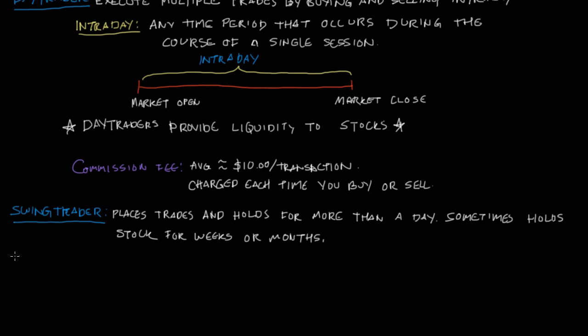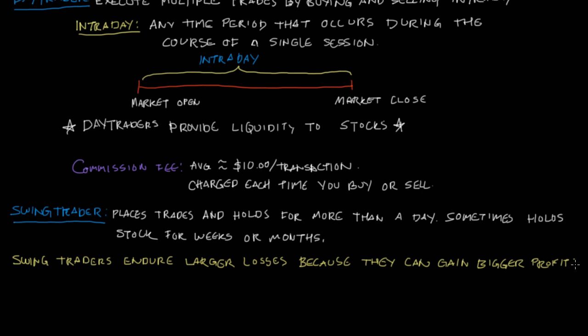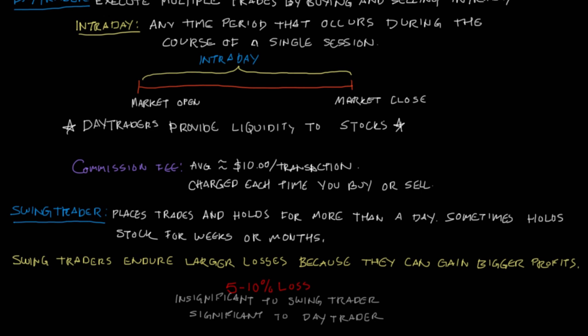But as a swing trader, I can endure a greater loss because swing trades contain bigger swings, ups and downs, hence the term swing trader. A 5 to 10% loss can be insignificant to a swing trader because I can earn over 20% gain on individual trades based on my strategy. But if I were day trading, that would not be the case. A 5 to 10% loss on a single day trade is significant because I might only make 1 or 3% on a single trade as a day trader, maybe even a little less.